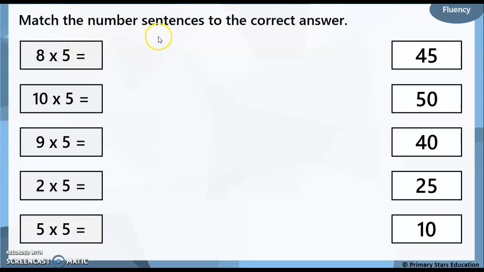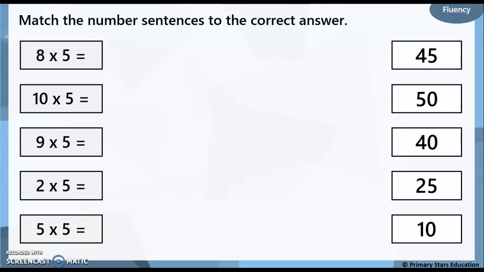Okay, different question. Match the number sentences to the correct answer. So we're looking at these, and we're looking at the answers, and we've got to match them. If we work our way up, the smallest 5 times table, we'd look at the smallest answer. So 2 times 5 would be 10. Next one, 5 times 5, the next biggest, 25. 8 times 5, 40. 9 times 5, 45. 10 times 5, 50.